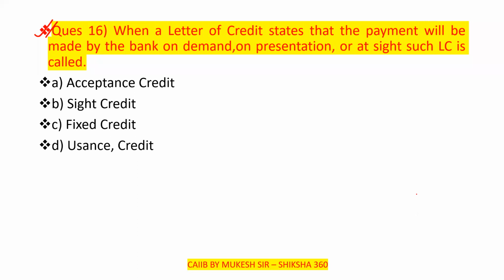When a letter of credit states that the payment of the credit will be made by the bank on demand, on presentation, or at sight, such an LC is called by a particular name.